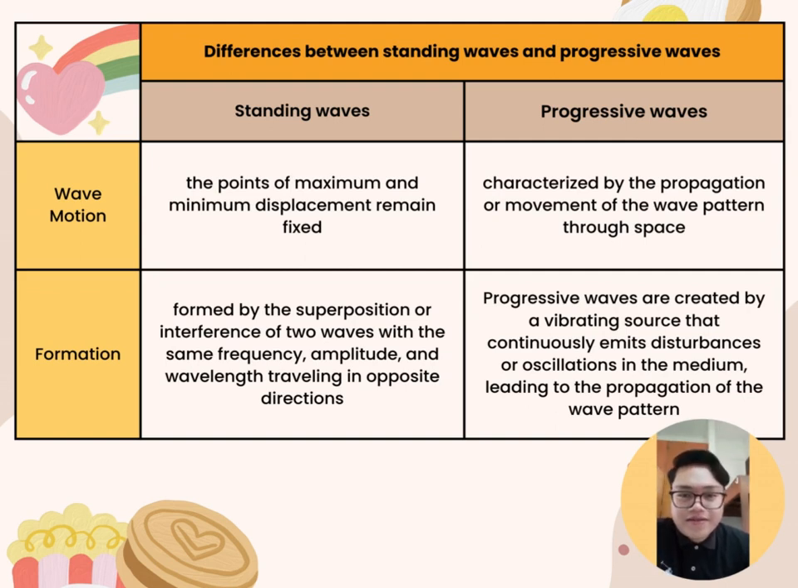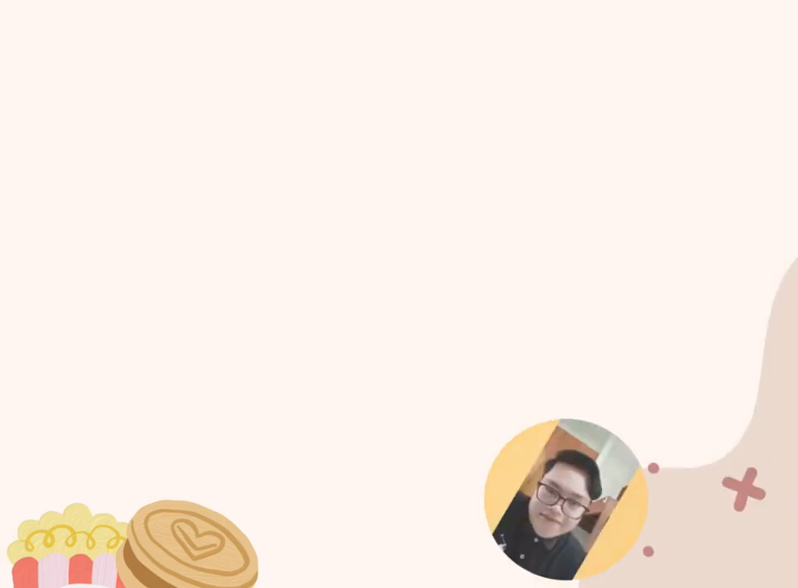Next, formation. Standing waves are formed by the superposition or interference of two waves with the same frequency, amplitude, and wavelength traveling in opposite directions. The interference causes specific points called nodes and antinodes to remain stationary, while progressive waves are created by vibrating sources that continuously emit disturbances or oscillations in the medium, leading to the propagation of the wave pattern.